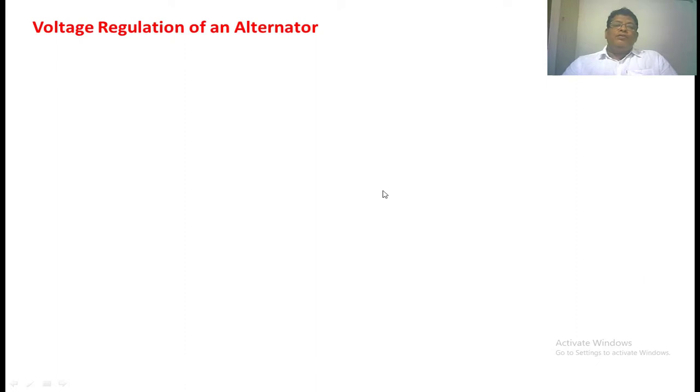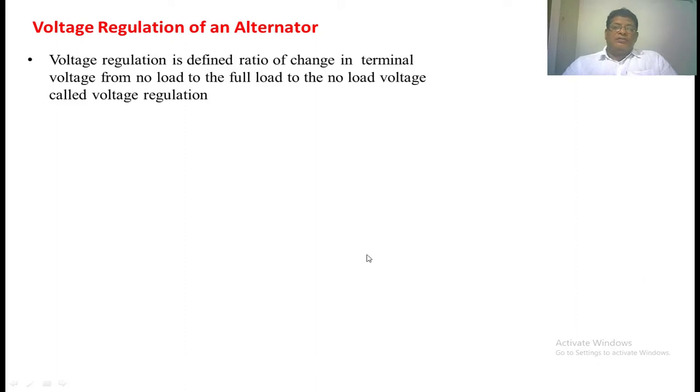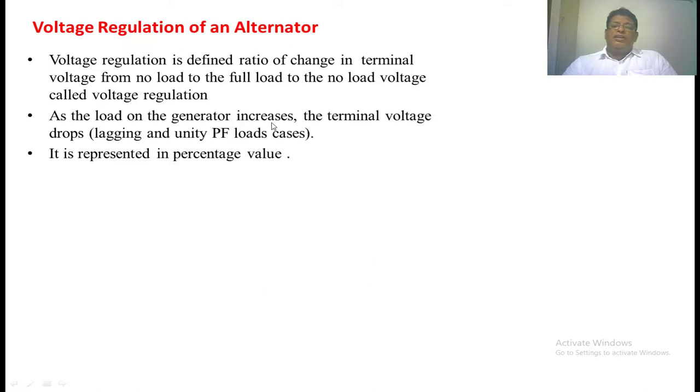Now we are going to define the voltage regulation of an alternator. The voltage regulation is defined as the change in the terminal voltage from no load to full load. It is nothing but the voltage regulation. As the load on the generator increases, the terminal voltage decreases. That depends highly upon how much load we connected, and also what nature of load, whether it is a resistive load, capacitive load or inductive load.